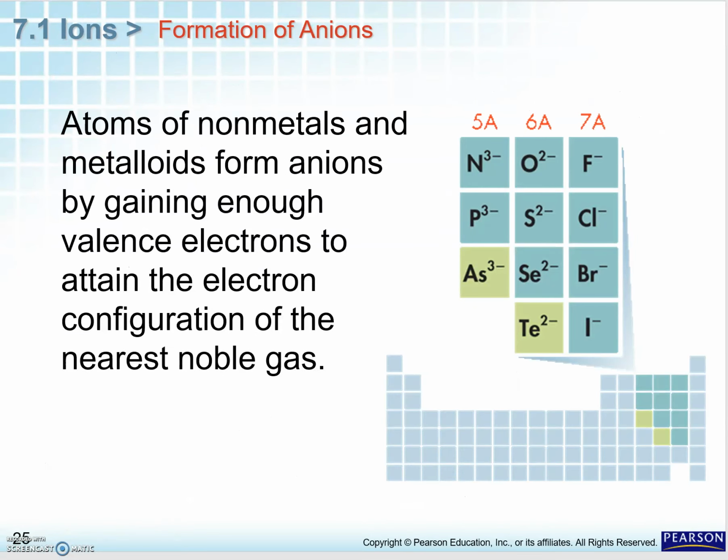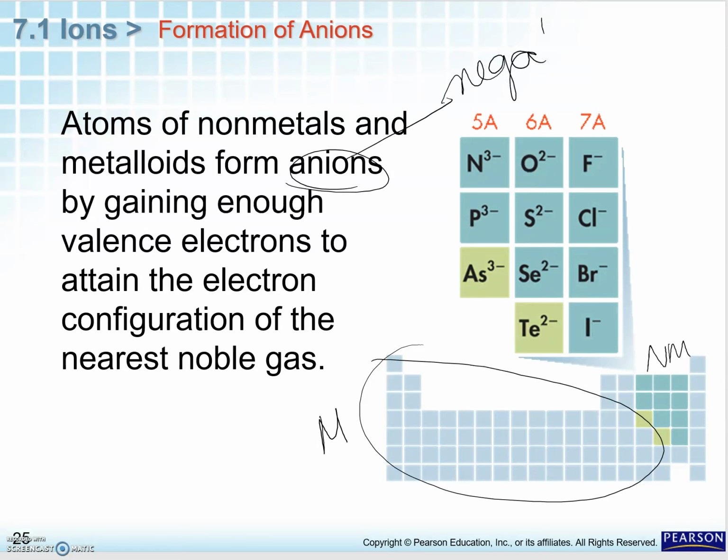So atoms that are nonmetals, so remember, if you look at our periodic table, metals are over here, and these are our nonmetals on the right. Now, nonmetals and sometimes metalloids are going to form anions. Remember, anions are going to be negative. And by gaining enough valence electrons, they want to look again like that noble gas. So if you looked at fluorine and it gains one electron, it wants to look just like neon, which is its next door neighbor. Chlorine wants to look a whole lot like argon, and so on and so forth.